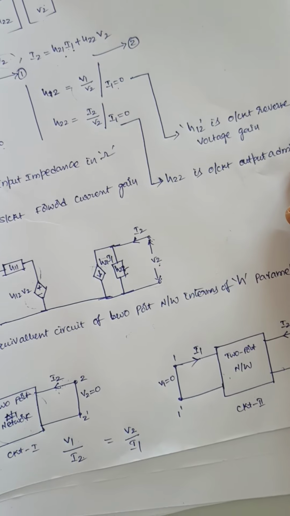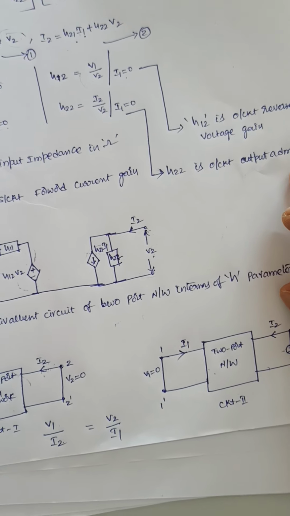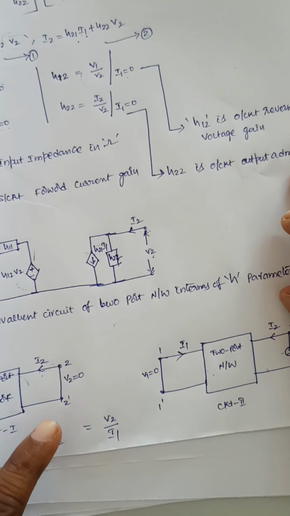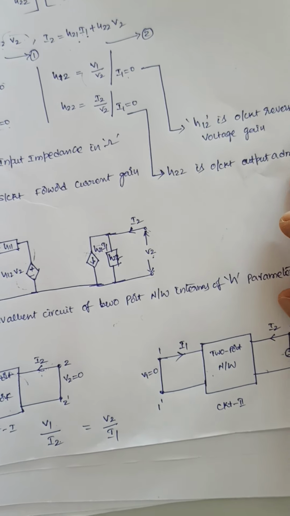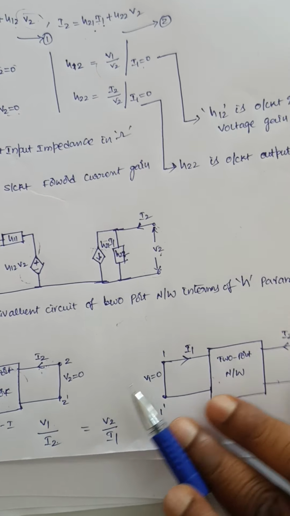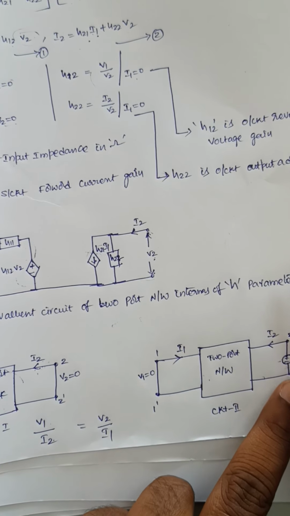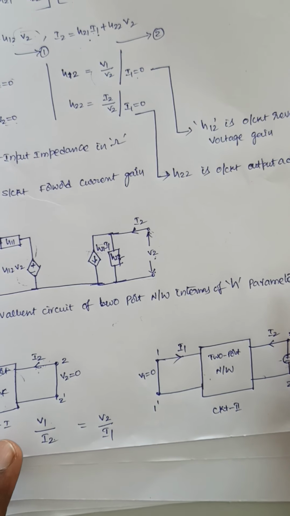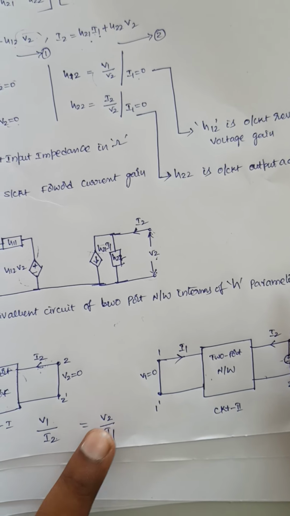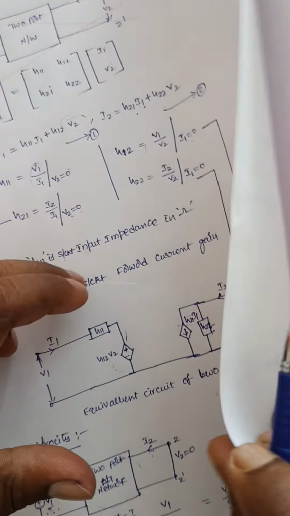I will tell you again. The network is said to be reciprocal if and only if the excitation at one port to the response at the other port is same, even when the response and excitation are interchanged. If I interchange the response and excitation, this is circuit 2. Before interchanging the excitation and response, this is circuit 1. V1 by I2 should be equal to V2 by I1 for reciprocal networks. Next.